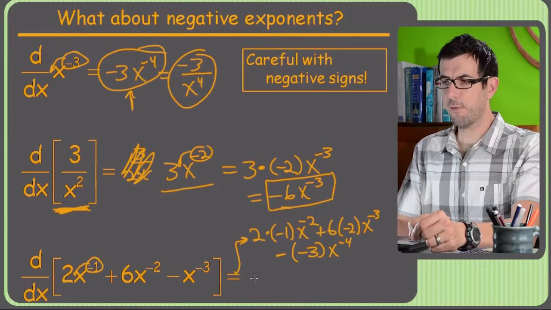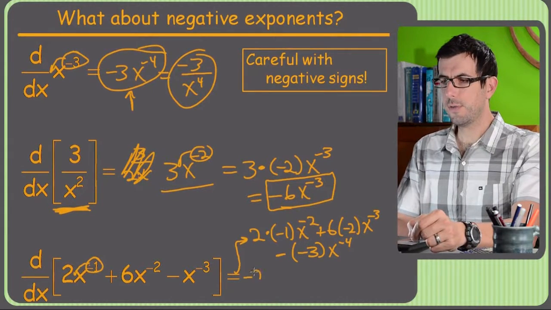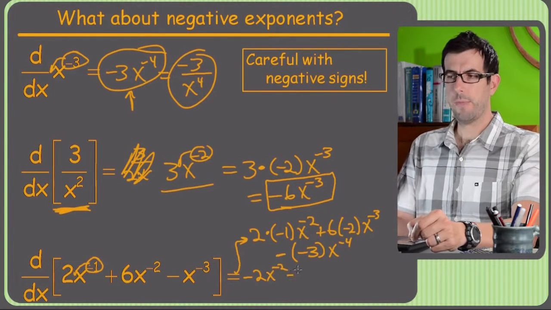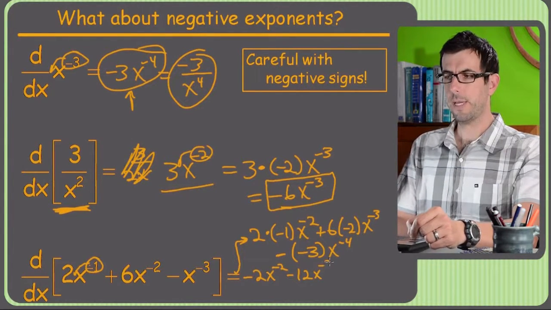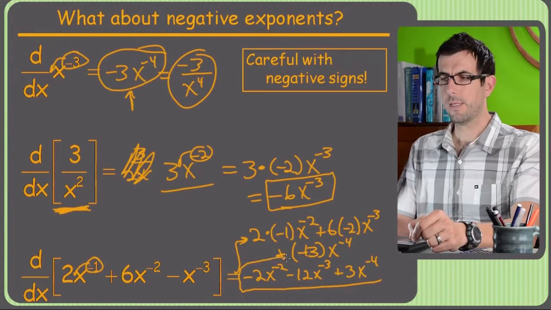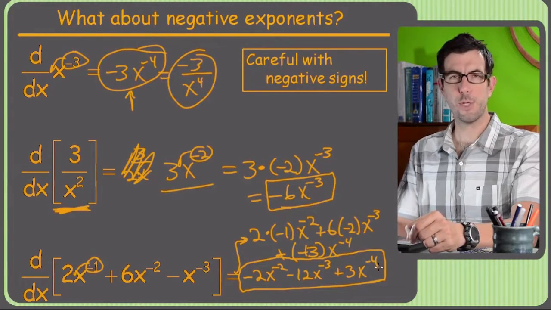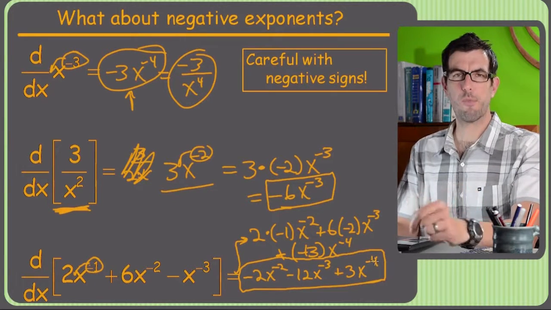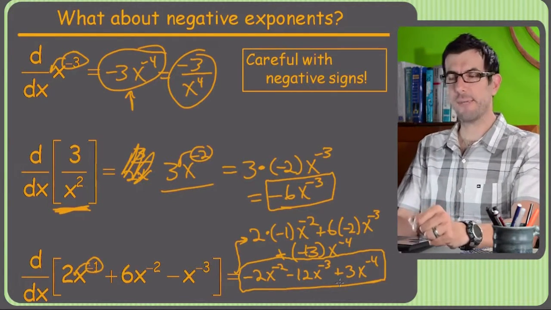Ouch. All right, so this is a mess. Hopefully it fits in here. I've got negative 2 x to the minus 2 minus 12 x to the minus 3. And then these negatives cancel, so we get plus 3 x to the minus 4. Sorry that kind of almost went off the page a little bit, but hey, I've never met a student who didn't go off the page every once in a while, so hopefully he'll forgive me.